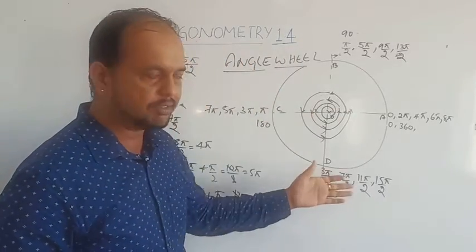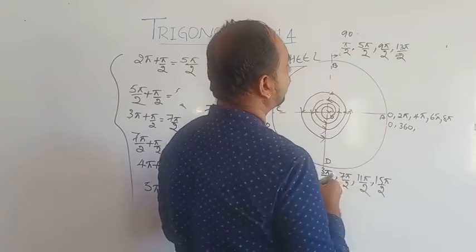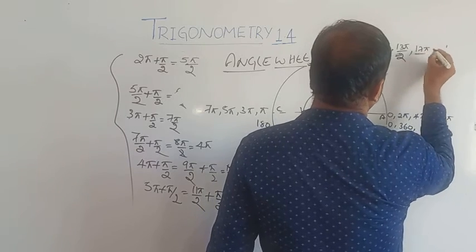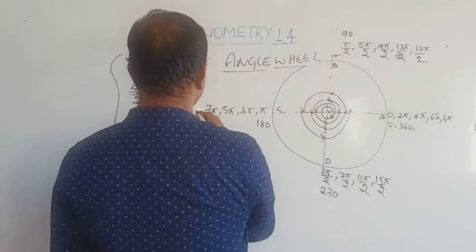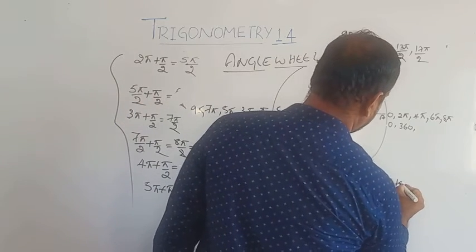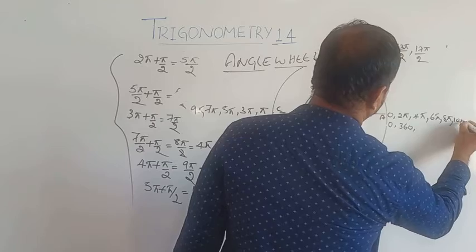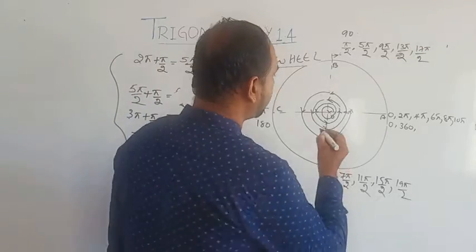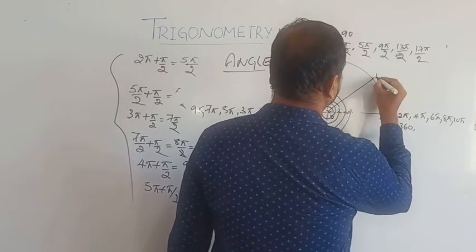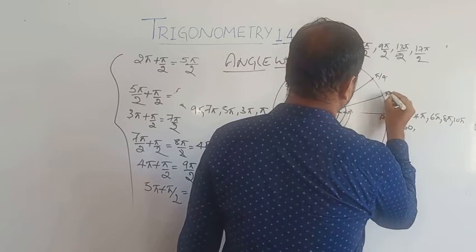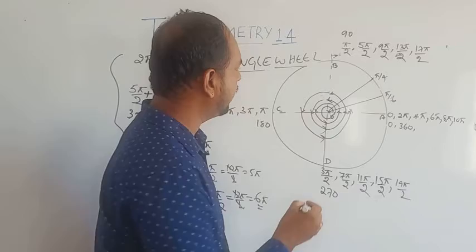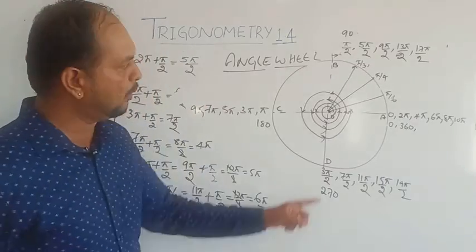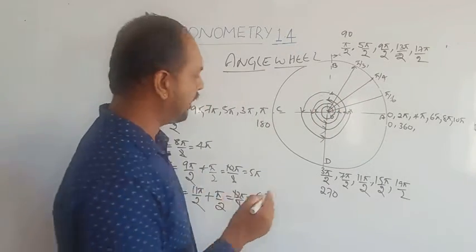Okay, do it yourself, at least 1 2 3 4 5 values you are supposed to remember. 13 plus 4, it will be 17 pi by 2, this will be 9 pi, this will be 19 pi by 2, this will be 10 pi. That will be most useful and very important. Now think about this: this is pi by 4, this is pi by 6, that means 30 degree, this is your pi by 3. Now calculate for this also, so it will be very good and very easy.